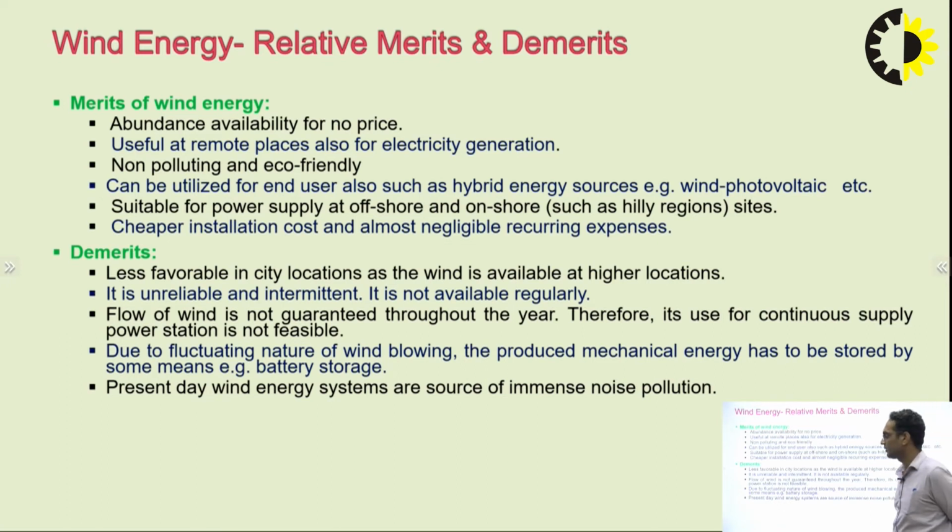Certain demerits are also there. Wind energy is less favorable in city locations, because wind turbines are placed outside in the outskirts of a town, where the motion of wind is readily available, but they cannot be located in the city. The wind is available at higher locations, and it is unreliable and intermittent, not available regularly. The flow of wind is not guaranteed throughout the year.